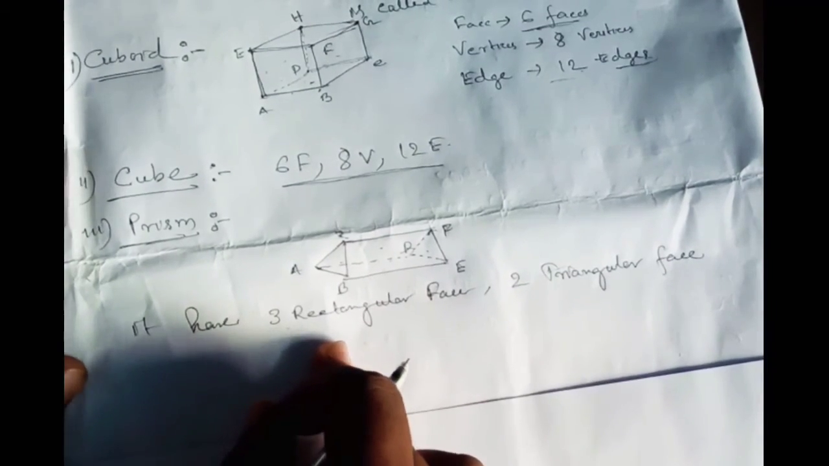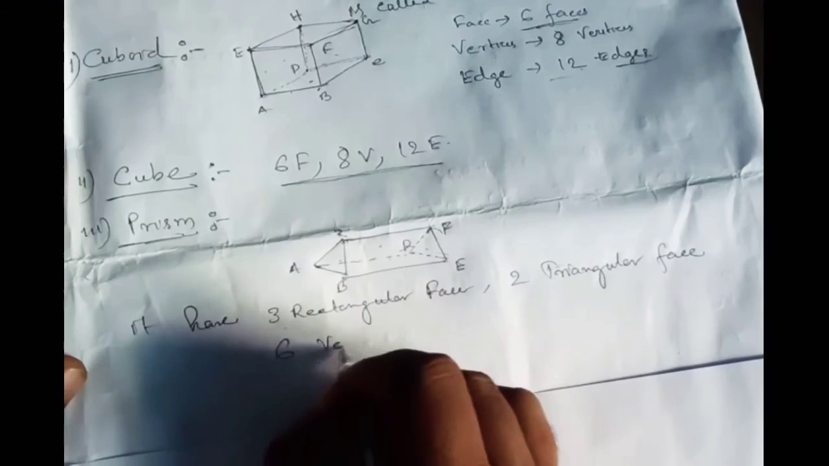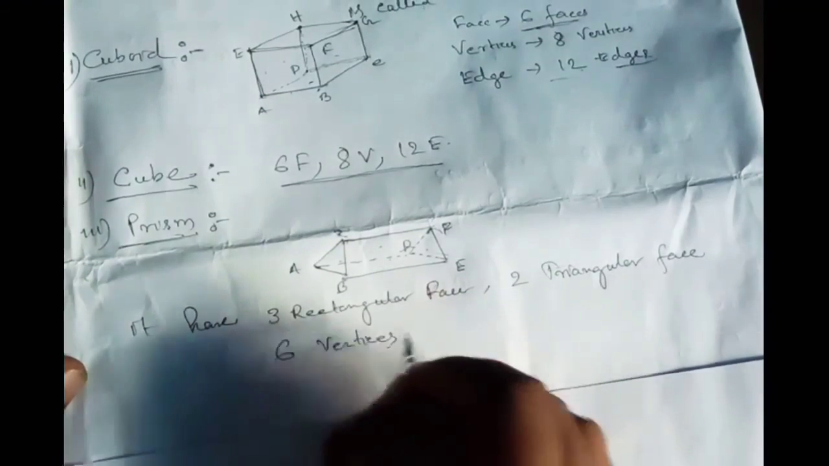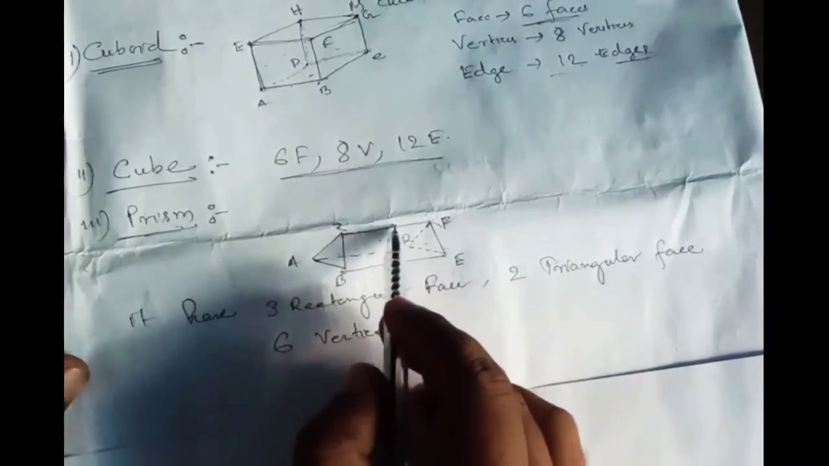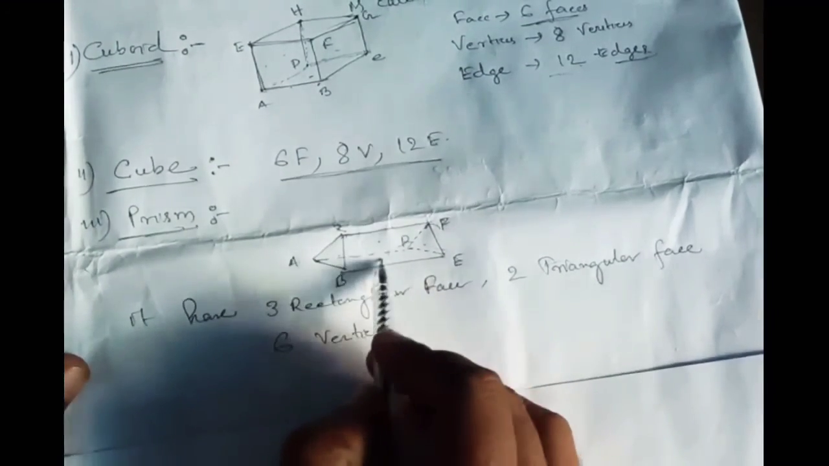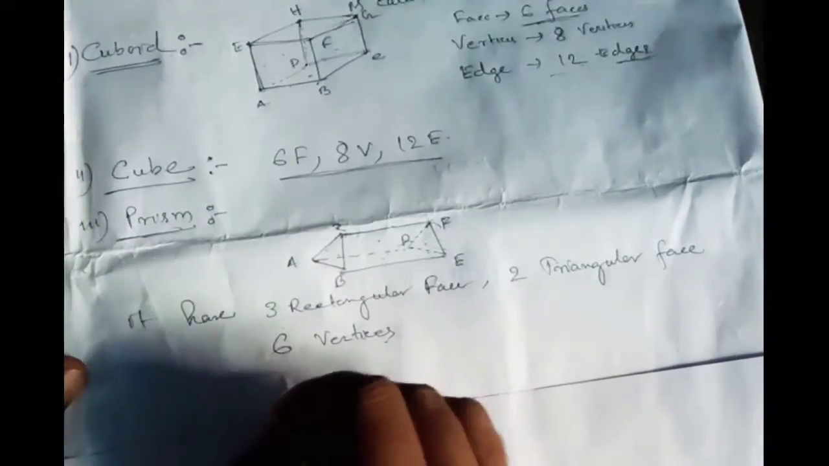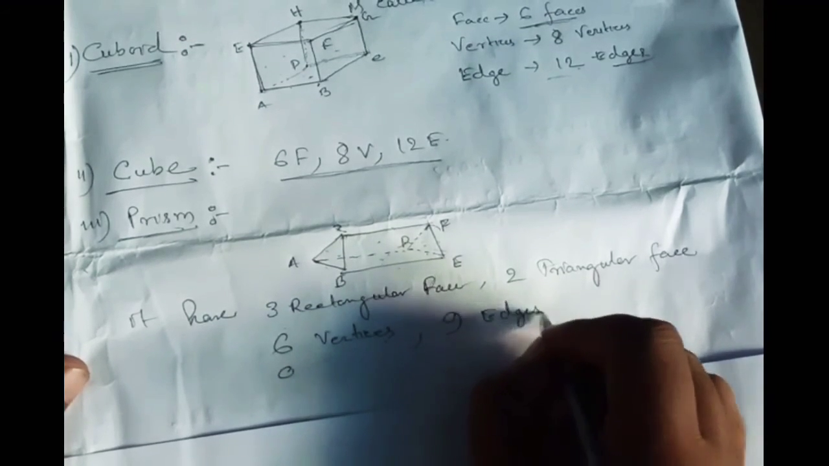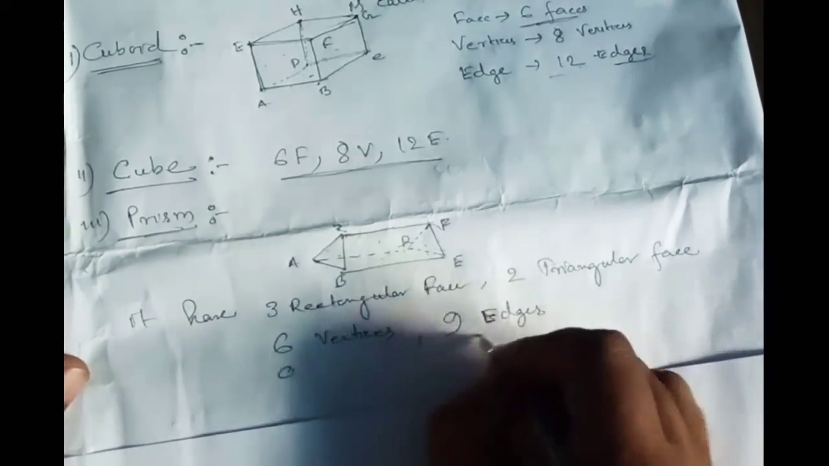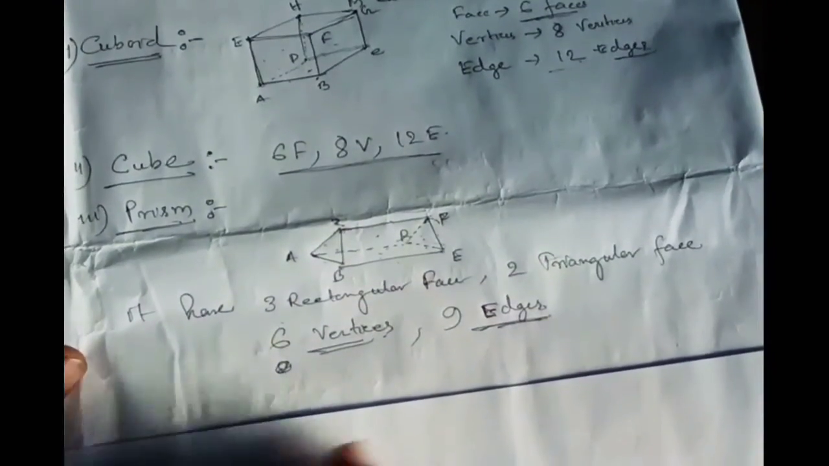Next come to vertices. So 1 2 3 4 5 6, 6 vertices. Next edges, 1 2 3 4 5 6 7 8 9, 9 edges. Okay, 6 vertices and 9 edges. Understood?